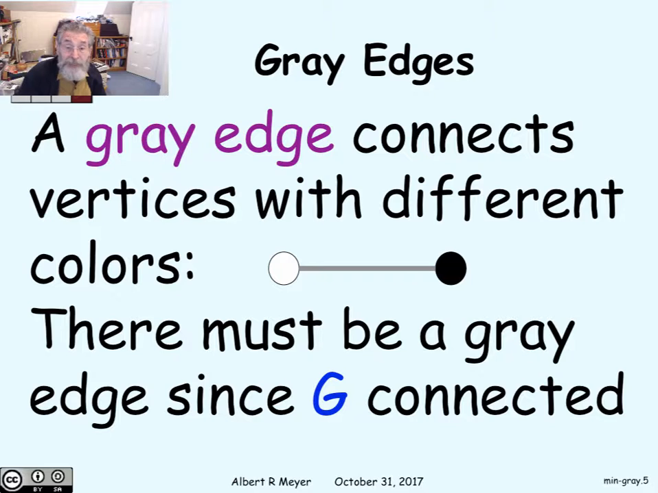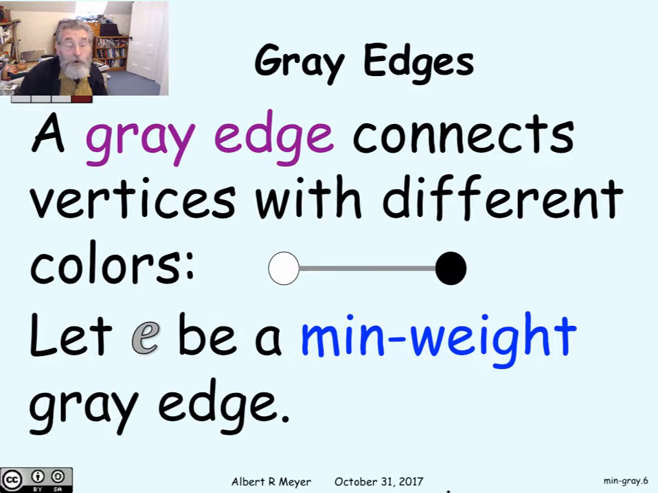Now, there's got to be a gray edge always, because by hypothesis, the graph G is connected and there's a white vertex and a black vertex. There must be a path from the white vertex to the black vertex. And the only way a path can go from white to black is if it contains an edge that goes from white to black. So that's a proof that there's got to be a gray edge in any legitimate coloring. Of course, once there's a gray edge at all, there's got to be a minimum weight gray edge, by what amounts to the well-ordering principle applied to a finite set of values.